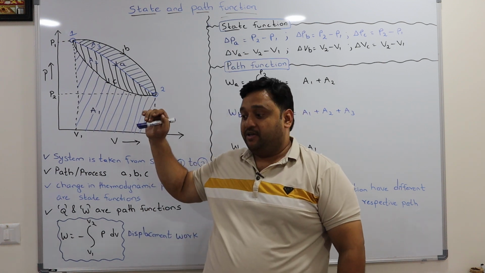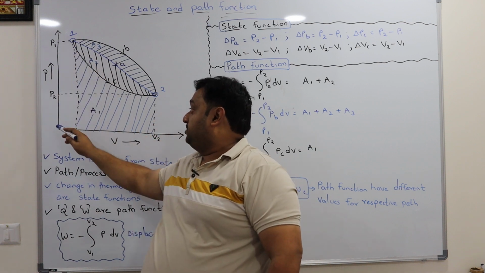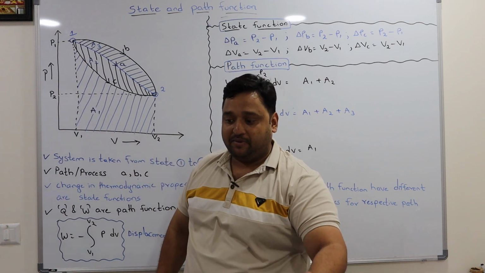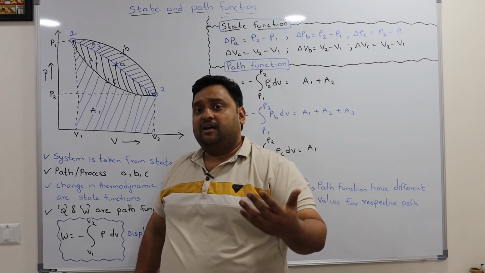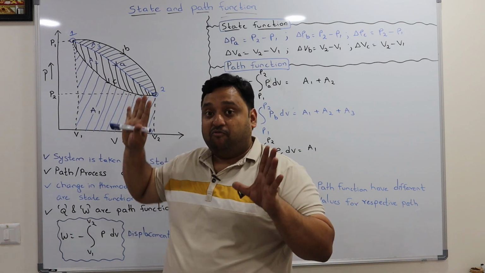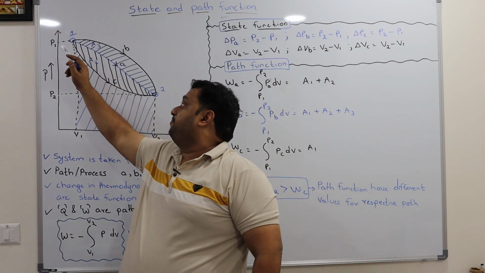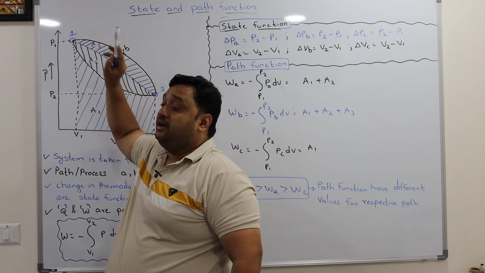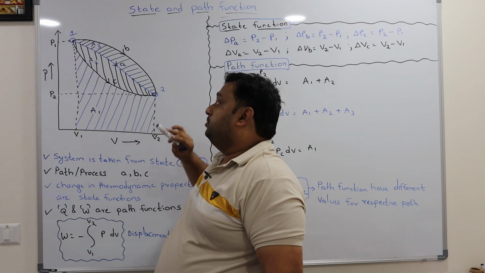Let us see on the board. If you see on the board, I have plotted a graph of pressure and volume, PV. These are the thermodynamic properties: pressure, volume, temperature, internal energy, enthalpy, entropy. All of this comes under state functions, whereas heat and work are path functions. Let us say there is a system which is at state 1, denoted by 1, and the end state, which is state 2, is denoted by 2.